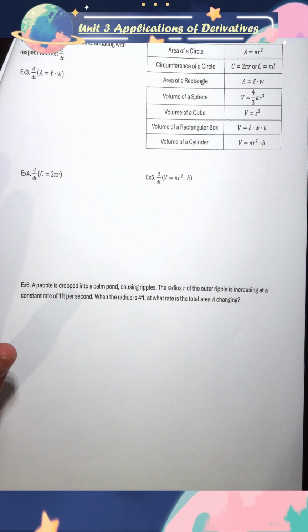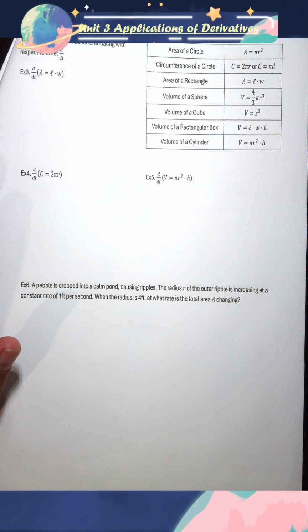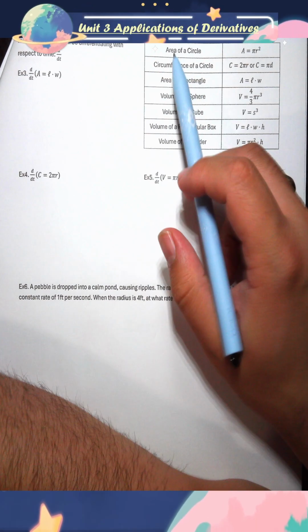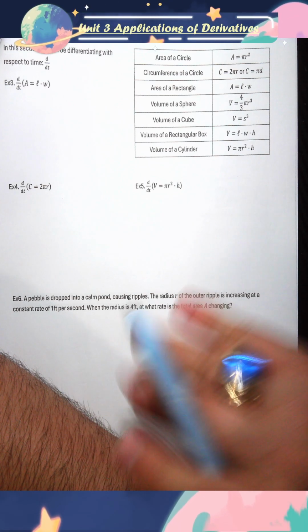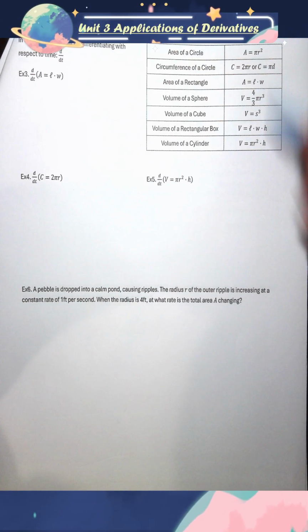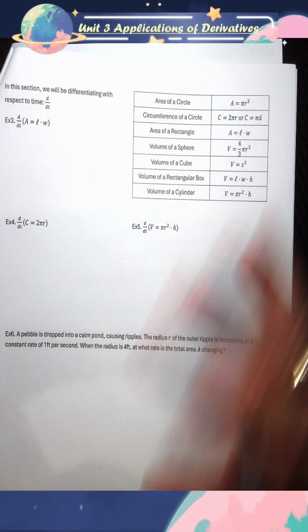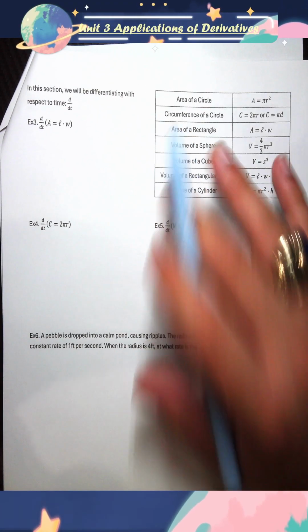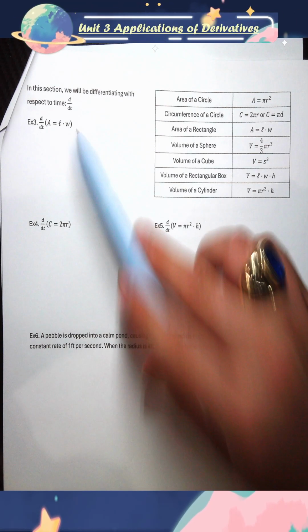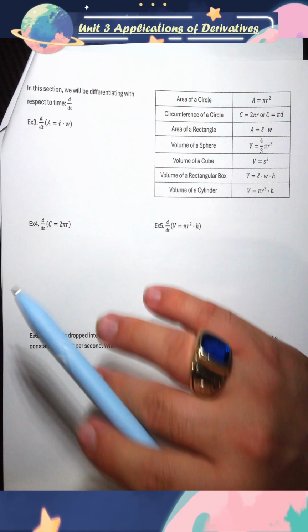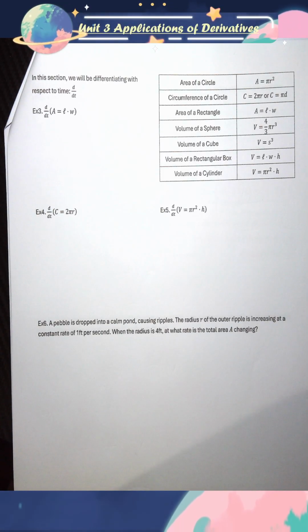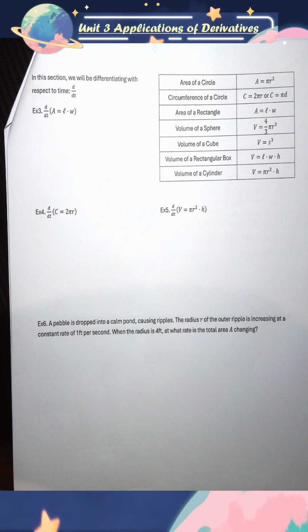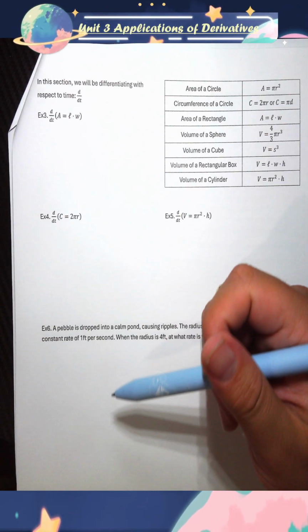Now, what's going to happen here is that we're going to be using common formulas. The area of a circle, circumference of a circle, area of a rectangle, volume of a sphere, volume of a cube, volume of a rectangular box, volume of a cylinder. And we're going to assume that all of these non-constant variables have some kind of shift with respect to time. However, before we do that, let's just practice the math behind doing it. So let's pretend that all of these variables are some function of t. The only variables that are not functions of t are ones that involve constants.